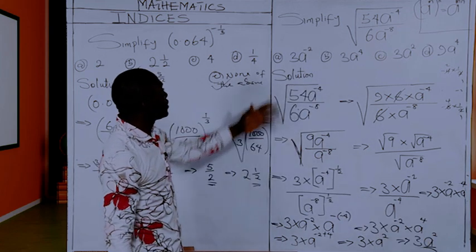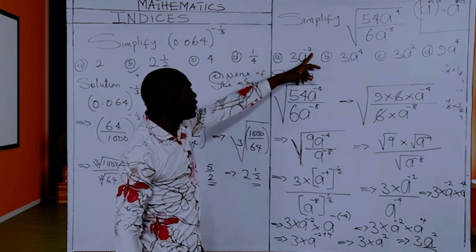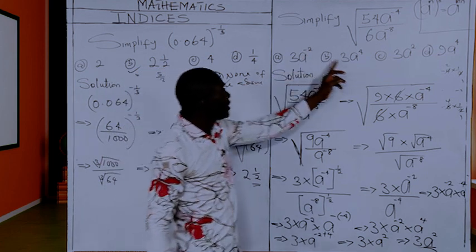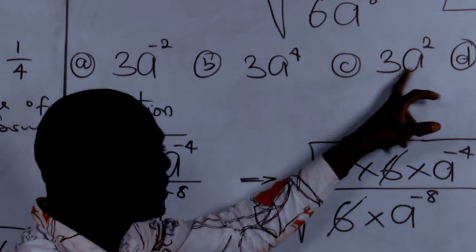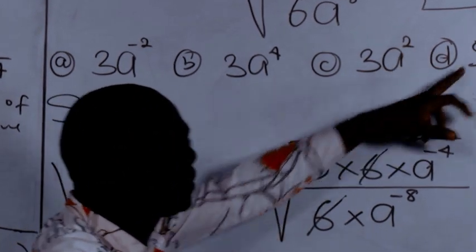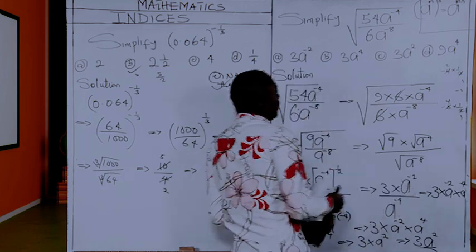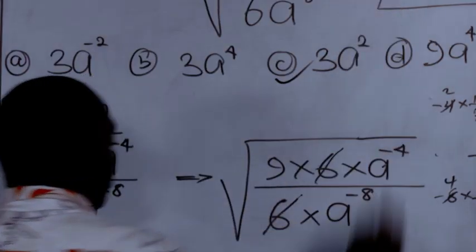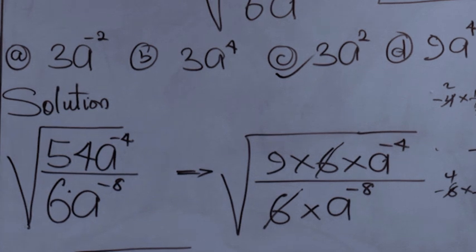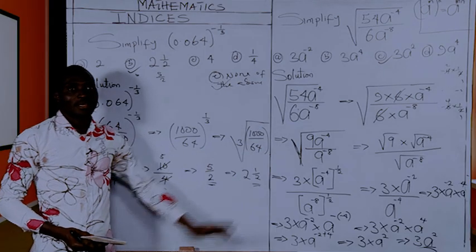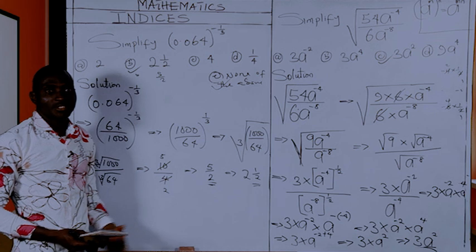From the options we have A 3a raised power minus 2; B 3a raised power 4; C 3a raised power 2; D 9a raised power 4. The correct option is what? Option C. All right, I hope you understand this. Now let's move to the next question.